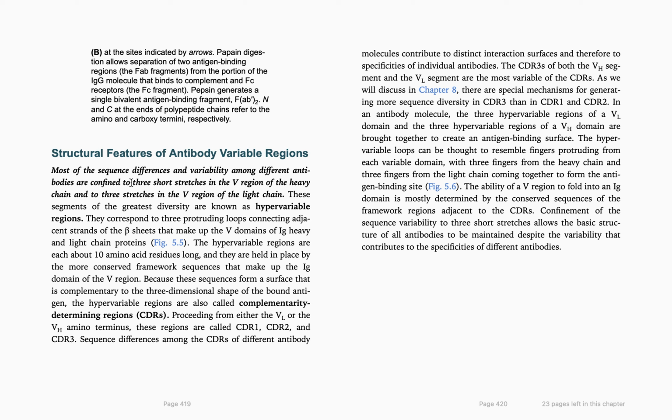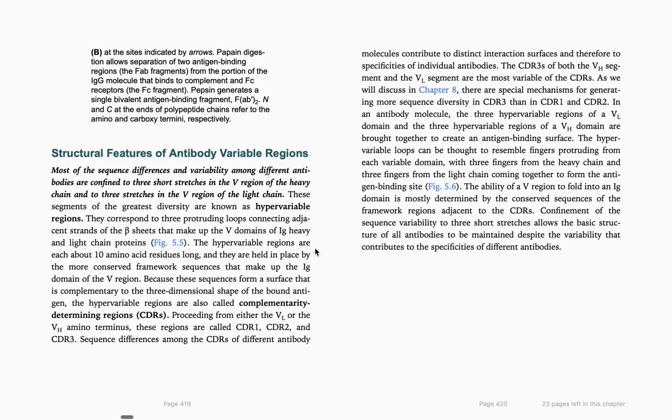So most of the sequence differences and variability among different antibodies are confined to three short stretches in the V region of the heavy chain and to three stretches in the V region of the light chain. These are segments of the greatest diversity. These segments of the greatest diversity are known as hypervariable regions. They correspond to three protruding loops connecting adjacent strands of the beta sheets that make up the V domains of Ig heavy and light chain proteins.